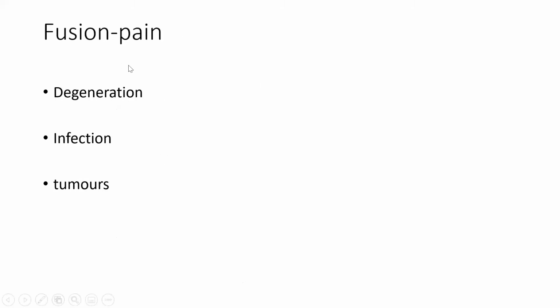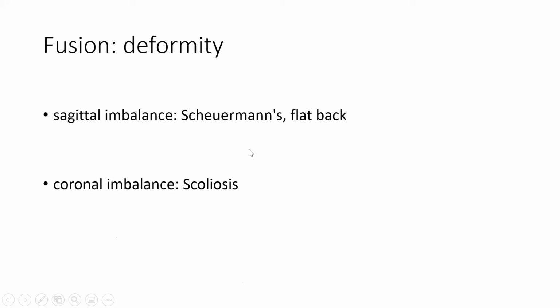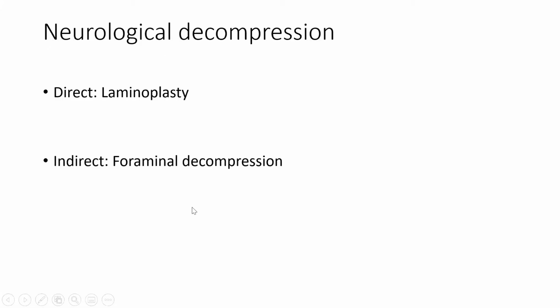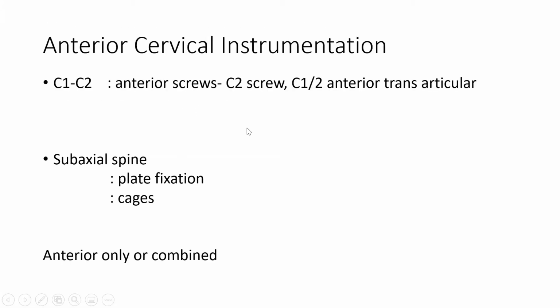Okay, so fusion, we want to treat pain. Degeneration is a common one we use, so spinal degeneration, infection, and tumors. We may want to do a fusion for deformity, so sagittal imbalance, a typical Scheuermann's disease with kyphosis, or the flat back lumbar spine. We want to use instrumentation to restore the alignment, and it's a typical scenario where we would use instrumentation. Coronal imbalance is typical scoliosis, and we obviously have to instrument those. Show some pictures of these.